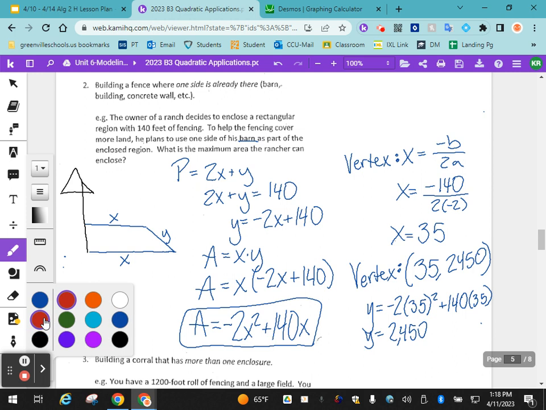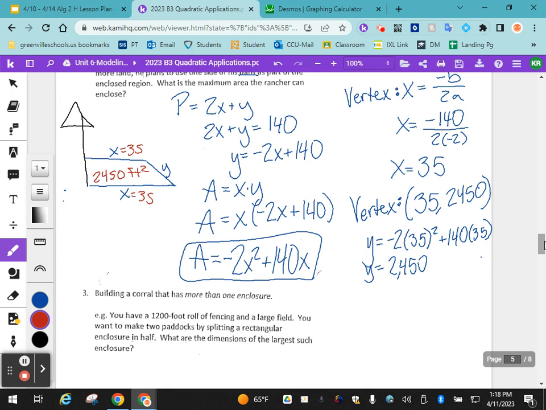So the x in this vertex, this is my 35. This is my 35. And the y is area. You just add them together.